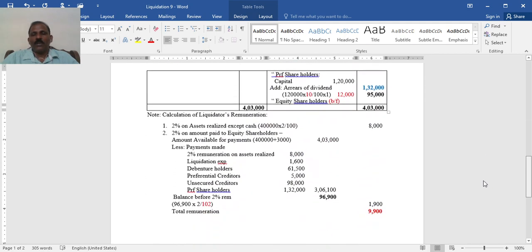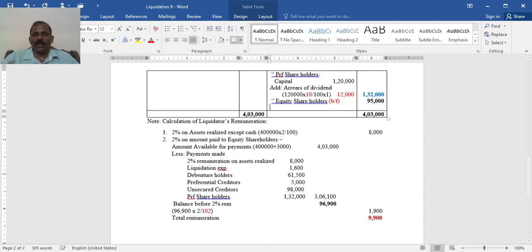Now when you total you will get a balance, or you can take it like this also: to equity shareholders, 96,900 minus 1,900, that is also okay, amounts to 95,000. Now after the actual amount paid, you can calculate 2% on 95,000. It will be exactly 1,900. That is for checking purposes.